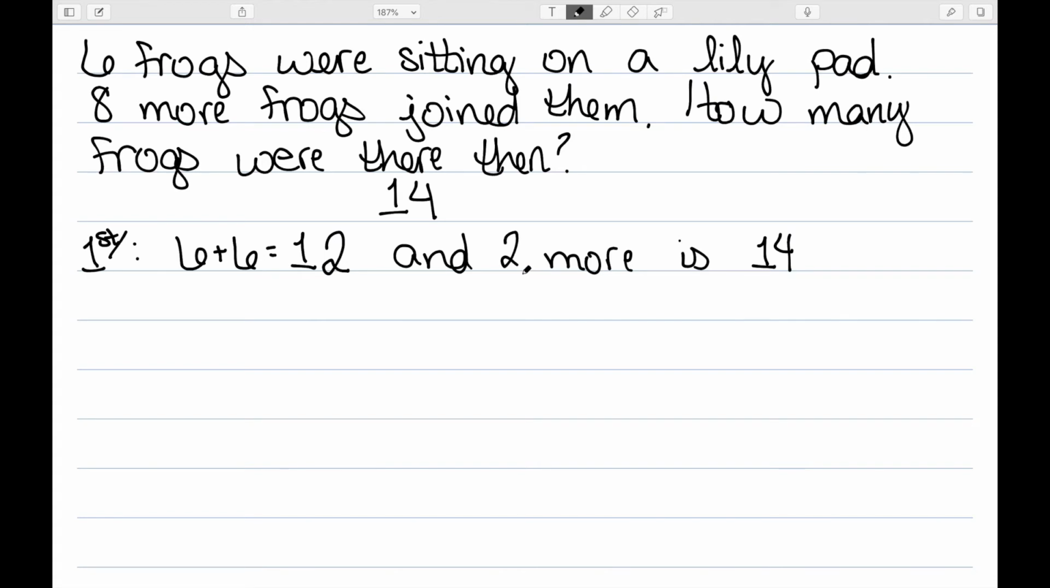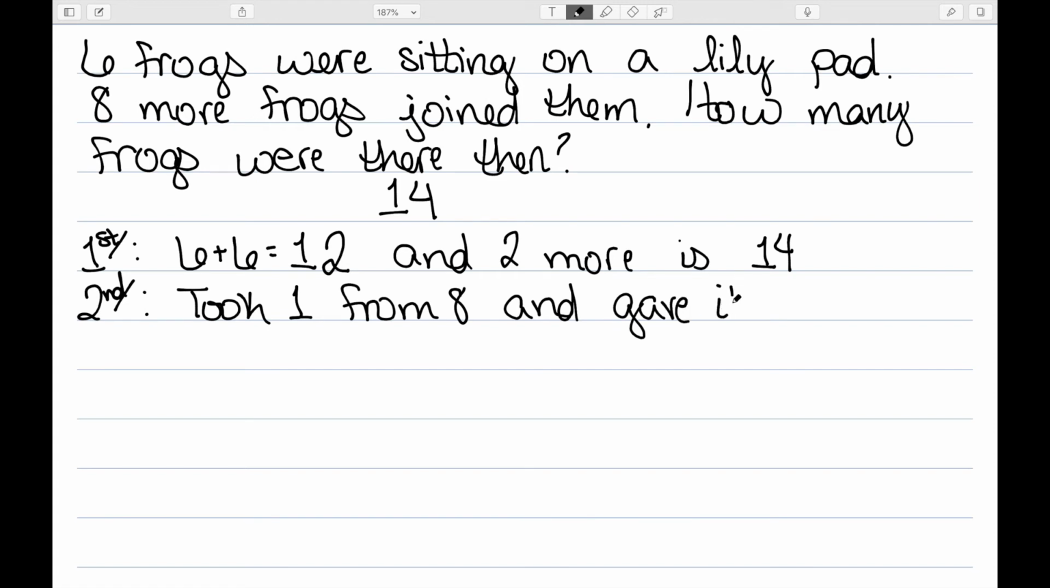Now let's suppose our second student. They said that they took 1 from 8 and gave it to 6. Then they knew 7 plus 7 was equal to 14. So both of these are different ways to use doubles. Children tend to learn doubles and sums of tens before other combinations, so this is a very common method to make these doubles and then adjust accordingly.